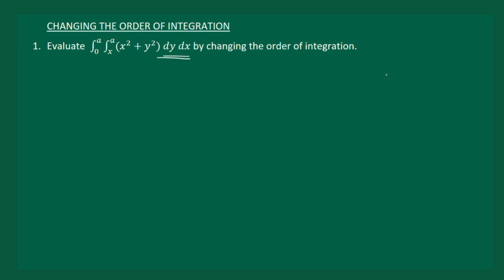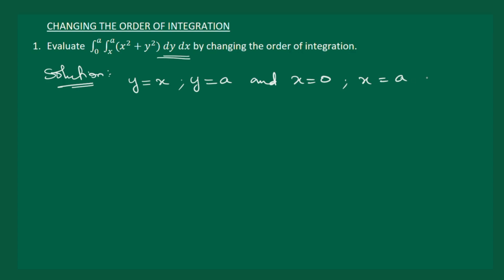So for that, first we have to draw the region of integration, then only can we identify the limits for the order dx dy. Clear? So how do we identify the region of integration? First we have to rewrite the limits as equations. The innermost integral is x to a, the limits for the variable y. The lower limit is x, so y equals x is one equation. The upper limit is a, so y equals a is another equation. And what about the limits for x? 0 to a. So x equals 0 is one equation and x equals a is another equation.